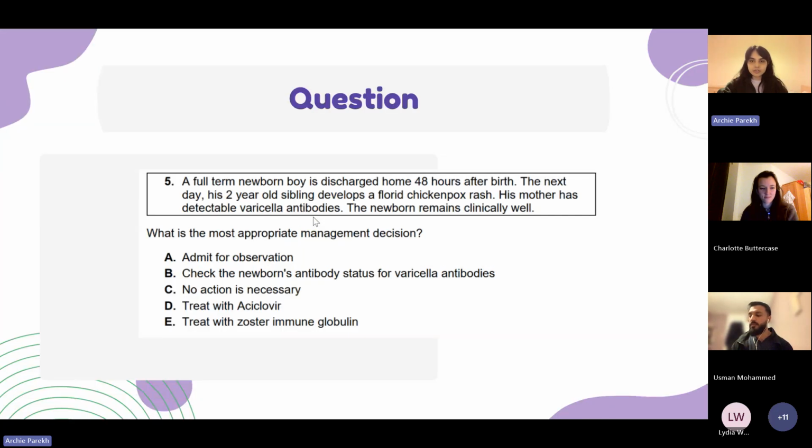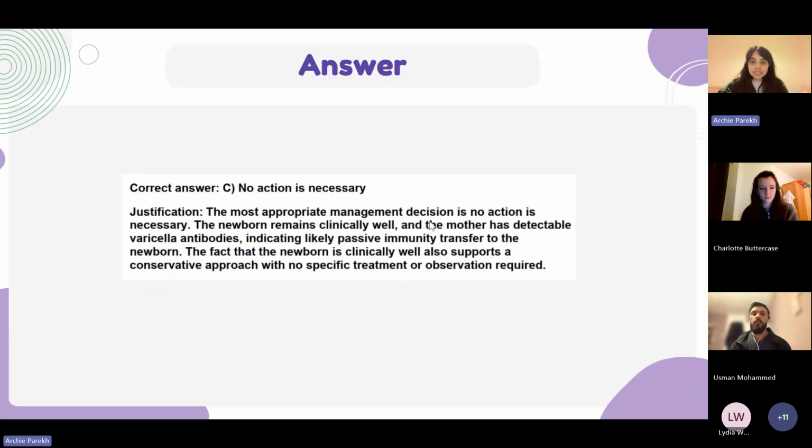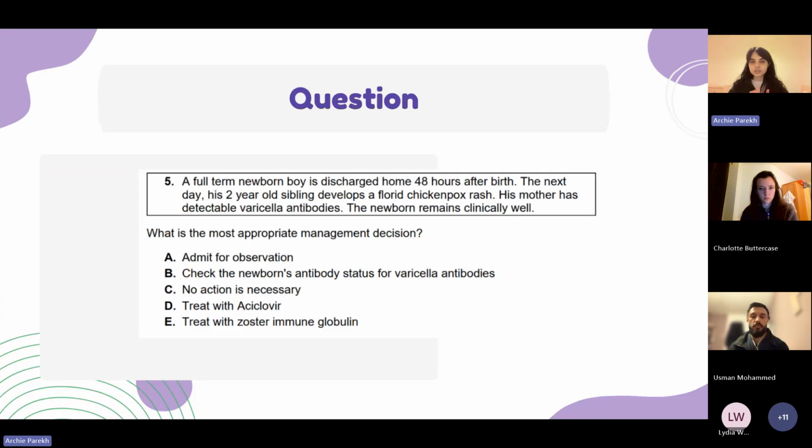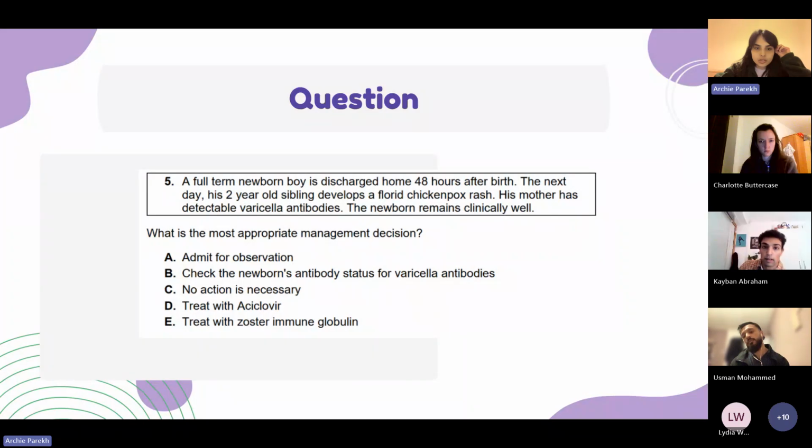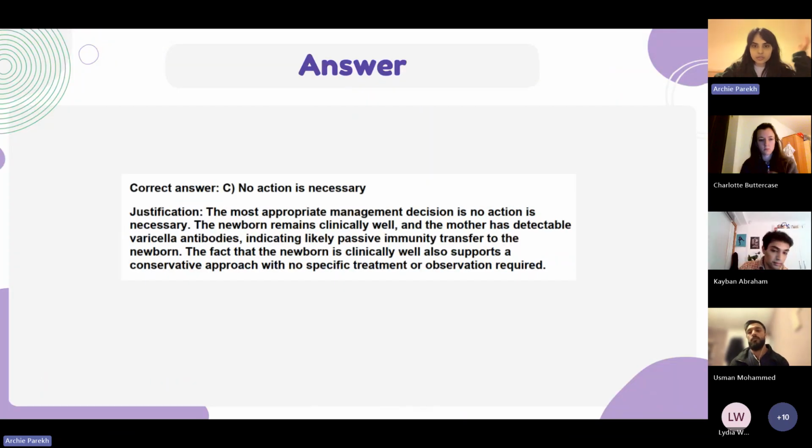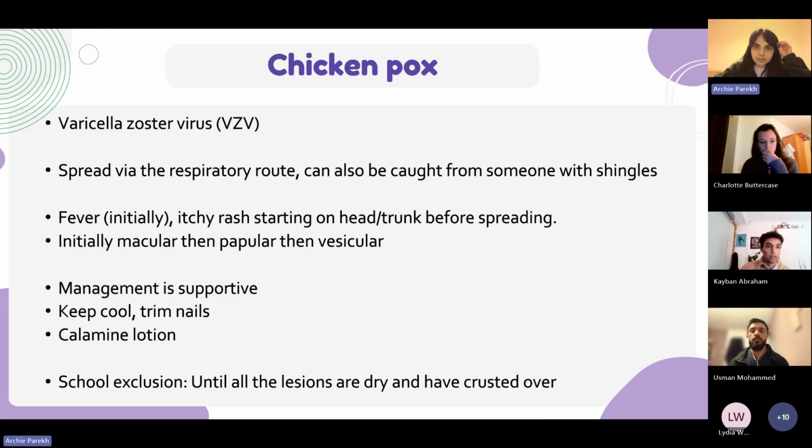Right, so in this case, if I go back to the question, the newborn is clinically well, and even though the mother has the antibodies, it is likely that she has transferred this immunity to the child as well. So considering the fact that the child is well, and also it is very likely that he is already immune, we do not need to escalate. So you wouldn't do anything medically, but obviously you would safety net them and you would consider escalating if the child had any systemic symptoms or if he was unwell and had failure to thrive.